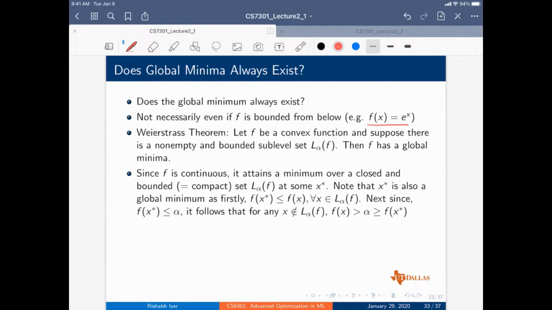You may not be able to find an x which is exactly the global minimum. Even though e to the x is always greater than or equal to 0, it achieves this infimum only at minus infinity. So this result, which is the Weierstrass theorem, I think, shows that if f is a convex function, and suppose that there is a non-empty and bounded sublevel set, then f has a global minima. So in some sense, this shows it through the existence of bounded sublevel sets.